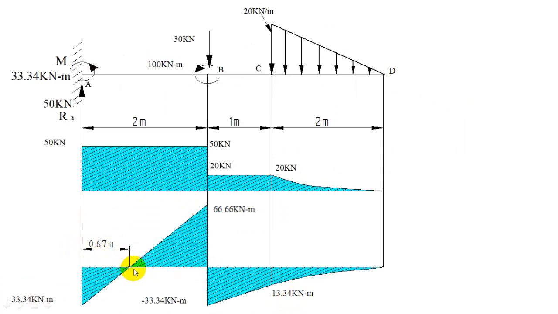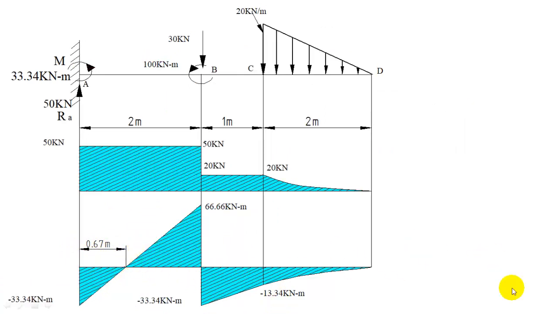So this is a point of contraflexure where bending moment changes its sign. Bending moment is also changing its sign at another location, that is at point B. Bending moment changes from positive to negative sign. So this is another point of contraflexure which is at known location 2 meter away from the left end. So this beam has 2 points of contraflexure. One is 0.67 meter from left end and another one is 2 meter from left end.